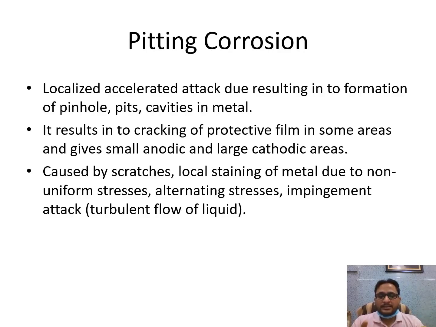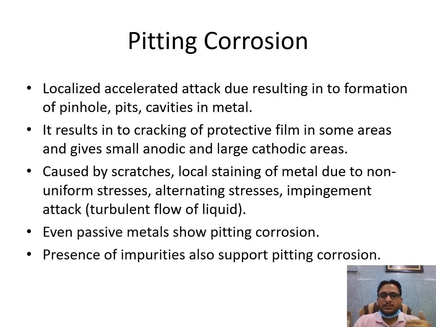Further, alternating stresses, which you can relate to on and off. Some stress is applied, then it is removed, then again stress is applied and then removed. So these are known as alternating stresses. Or impingement attack, when a liquid is flowing at a turbulent flow rate at high velocity, that also causes impingement attack, where some metal from the surface starts deteriorating and dissolving into that turbulent flowing liquid. Because of that also some pitting corrosion occurs.